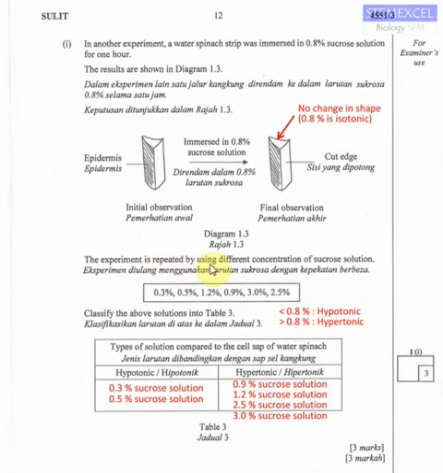Now they repeated this experiment using different concentrations of sucrose solution, and you are required to classify the various concentrations of sucrose solution into either hypotonic or hypertonic. So hypotonic will be anything that is less than 0.8 because this is the isotonic point, and hypertonic will be anything that is more than 0.8%. So now it becomes very easy. So 0.3, 0.5, and the rest of them, 0.9 to 3, they all belong to the hypertonic.